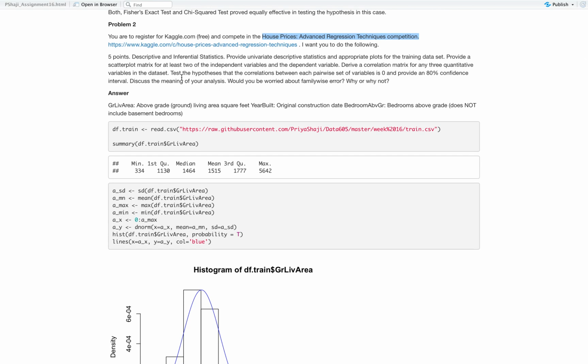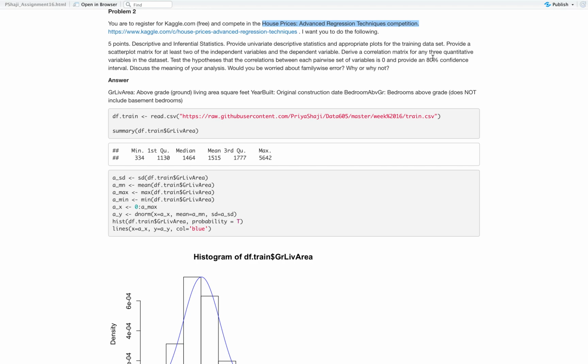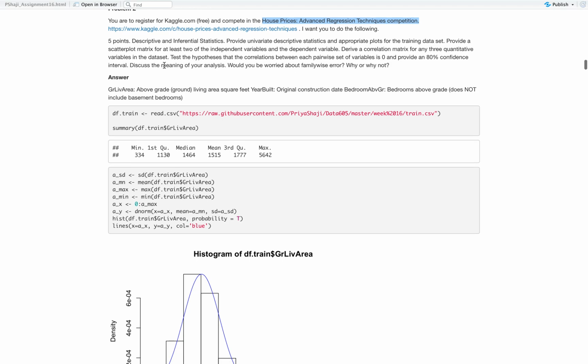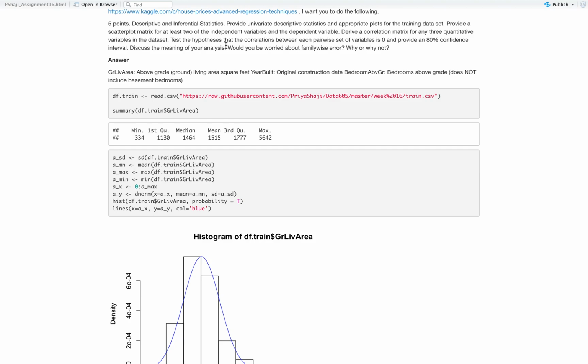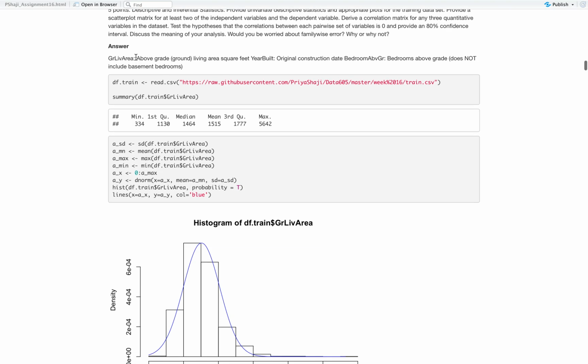The first question is we have to provide univariate descriptive statistics and appropriate plots for the training data set, and then we have to provide a scatter plot matrix for at least two of the independent variables and the dependent variable, and derive a correlation matrix for any three quantitative variables in the dataset. After that, we have to test the hypothesis that the correlations between each pairwise set is zero and provide an 80% confidence interval.